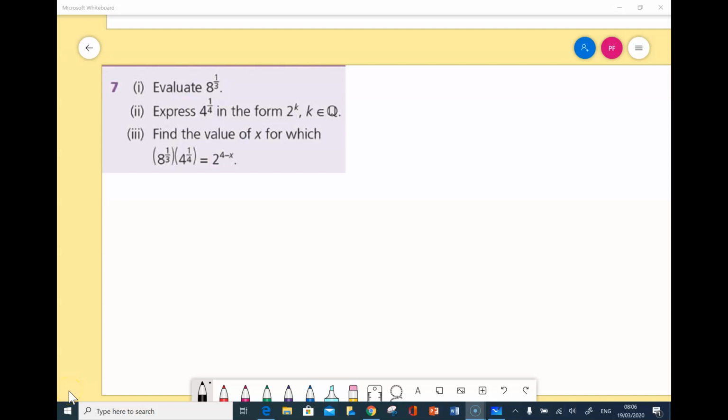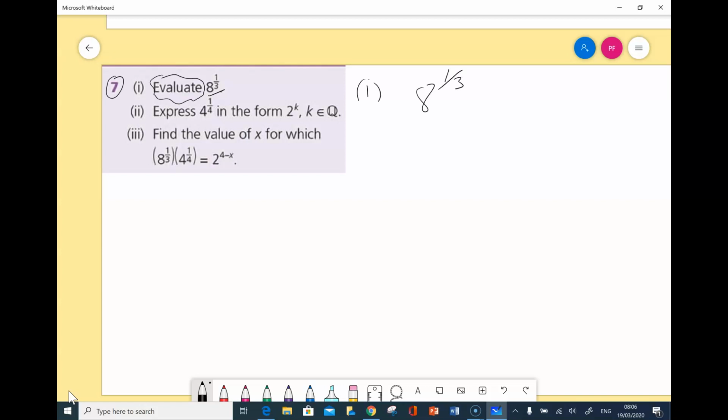Okay, so we're moving on with indices, section 2.3, chapter 2. We're doing questions 7 to 14 today. So they want to evaluate 8 to the power of 1/3. Evaluate just means turn it into just the simplest number you can. So part 1, 8 to the power of 1/3.